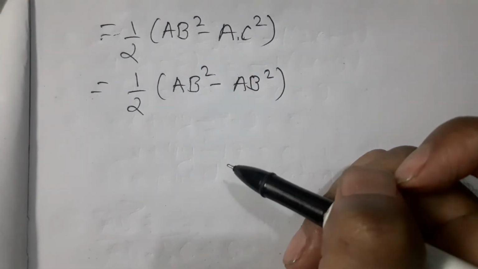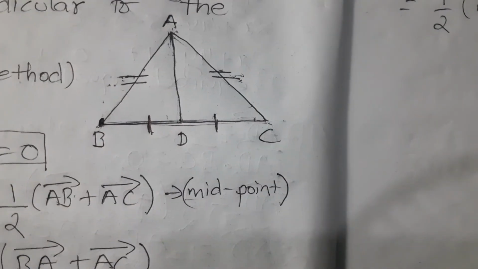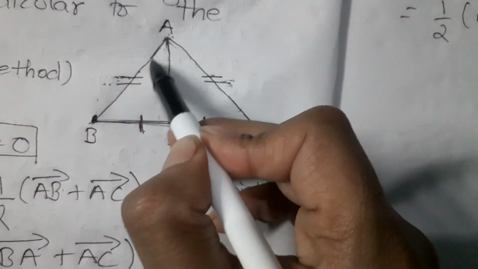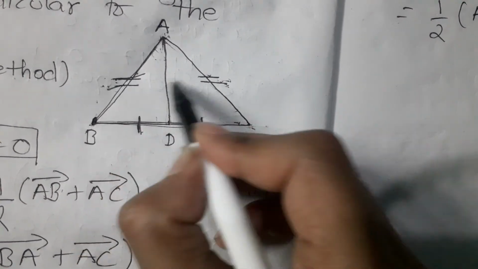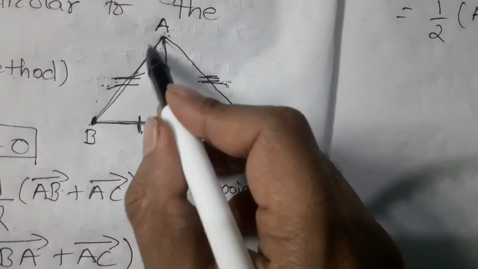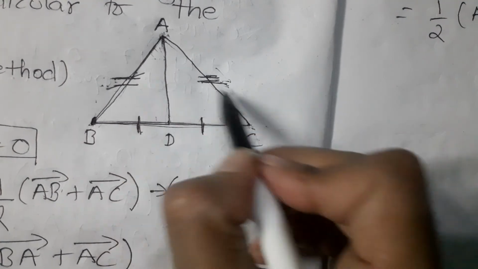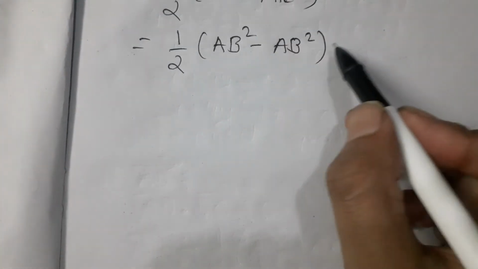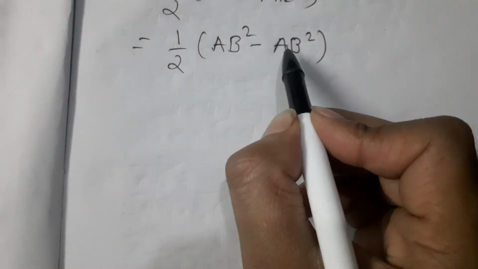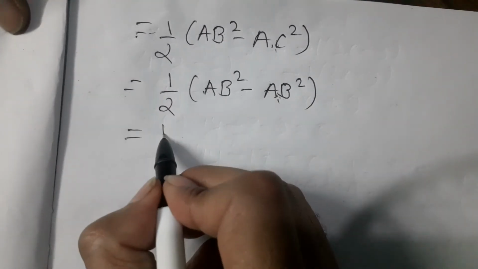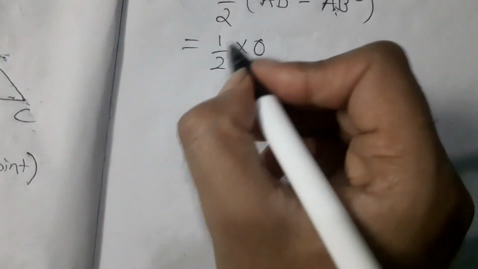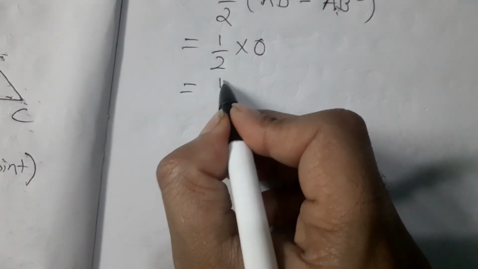Now let me go to my figure. The figure was like this. Here AB vector equals AC vector, isn't it? So you can see this symbol. What is the use of this symbol? It means they are equal. So in place of AC also I can replace AB square. So in place of AC square I write AB square, so AB square minus AB square. Why did I write that? So that I can write 0 here. And finally, wow, I got 0.